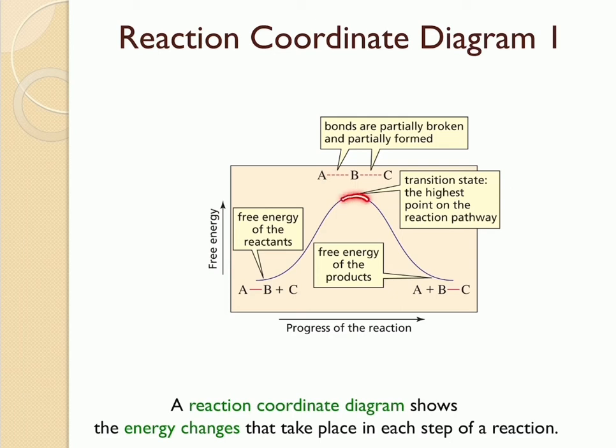The height of the transition state, which is basically the energy difference between the reactants and the transition state, is going to determine whether a particular reaction can happen or not. If this height is too great, then probably the reaction may not happen and it will not lead to the formation of products.